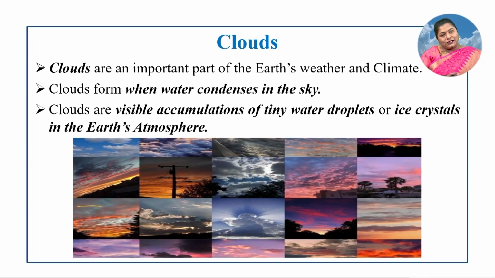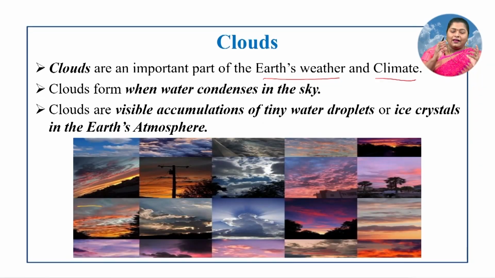First and foremost is what is meant by clouds. The clouds are an important part of Earth's weather and climate. Without clouds, how would precipitation happen in the world? The clouds play a vital role, and you all know that the clouds also influence terrestrial radiation, and incoming solar radiation is influenced mainly by the clouds. That is, the clouds form when the water condenses in the sky.